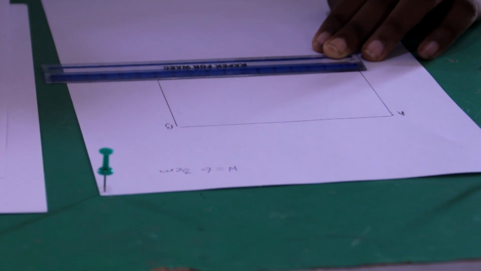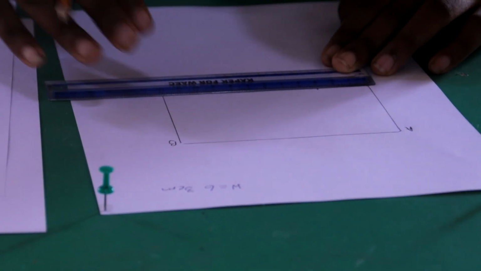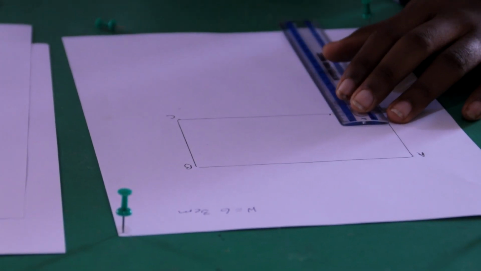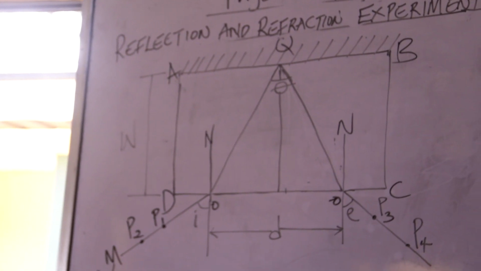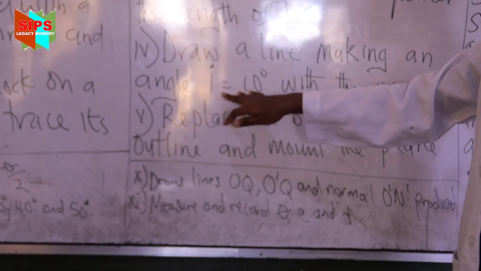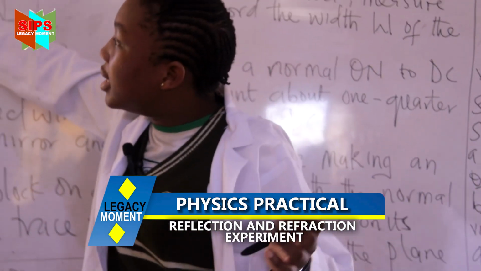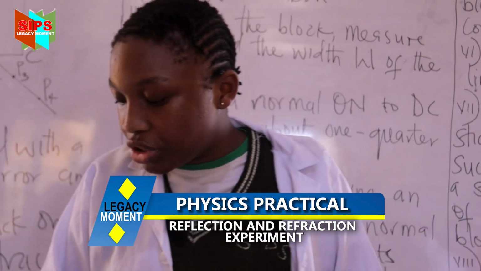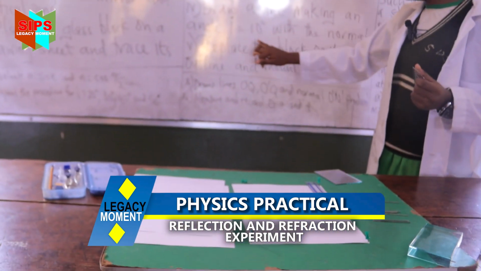12 divided by 4 is 3. So I'll mark a point 3 on my diagram. Then draw a normal as shown here. Draw a line making an angle I equals 10 degrees with the normal. So N here is our normal, and I'm going to use my protractor to measure 10 degrees. That's I to the normal.